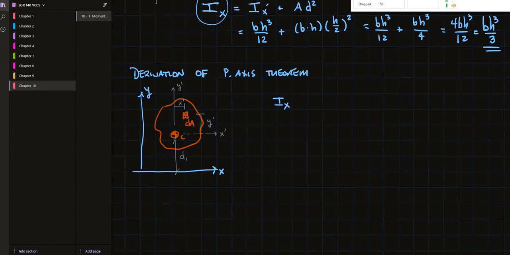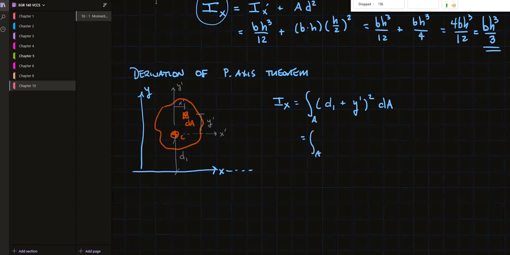So I about the x-axis, that's this axis, is going to be equal to the integral of the distance to our differential elements squared, which will be d1 plus this y prime, squared, dA. And so this is all about A, and this quantity is squared here, so let's work that out.